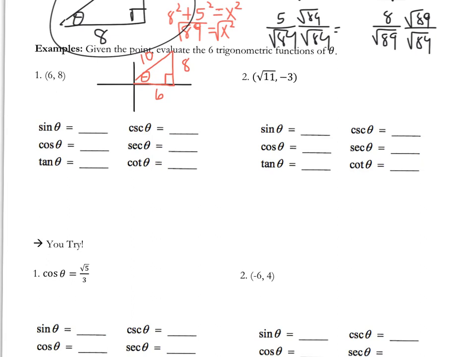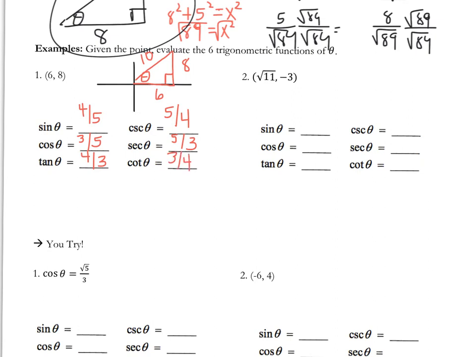Sine is 8 over 10, which is 4/5. I simplify it, which means cosecant is 5/4. Cosine is 6 over 10, which is 3/5. So secant is 5/3. And tangent is 8 over 6, so 4 over 3. And cotangent is 3 over 4.